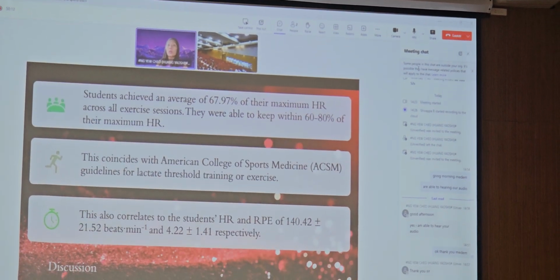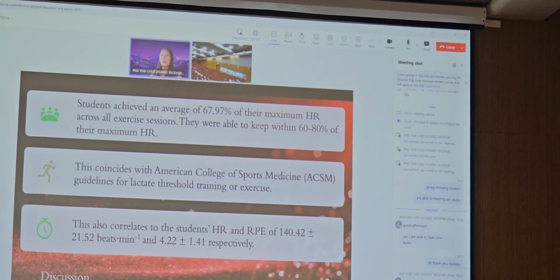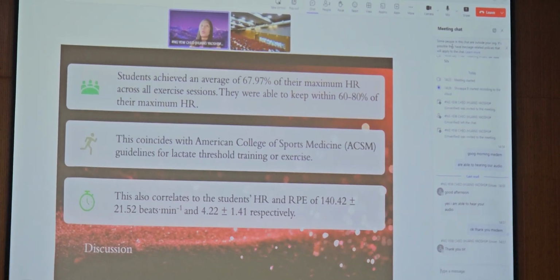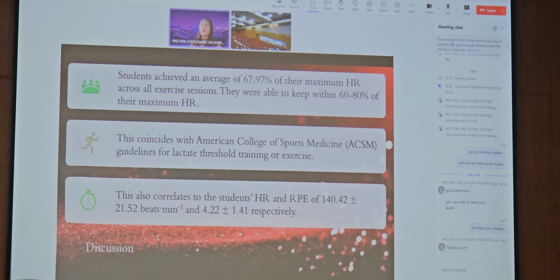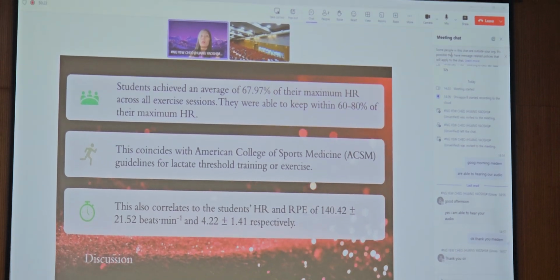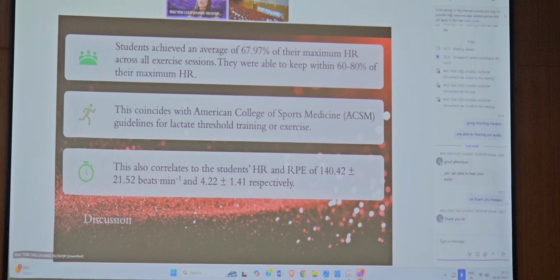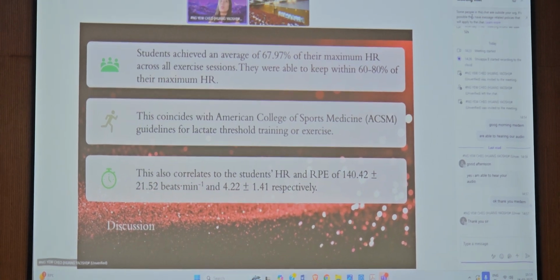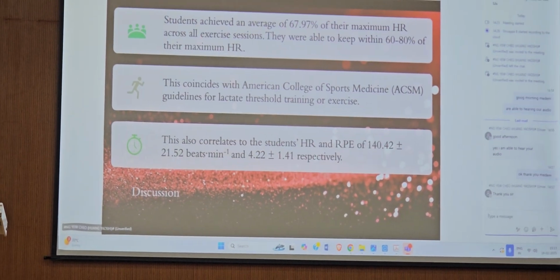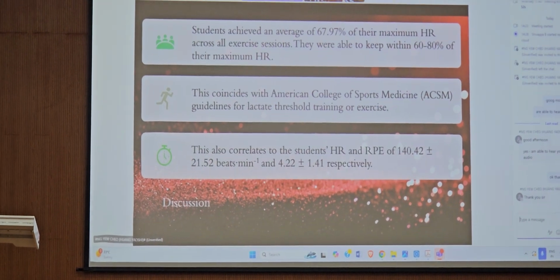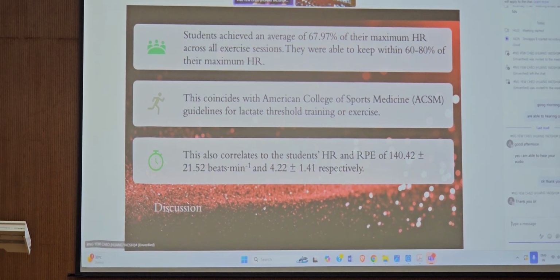And students were able to achieve an average of 67% of their maximum heart rate for the exercise sessions. So they were able to keep within the 60 to 80% of their maximum heart rate. So this coincides with ACSM's guidelines for lactate threshold training or exercise, which is about 60 to 80% of their maximum heart rate. And this also correlates to the students' heart rate of about 140 beats per minute, and their RPE about 4 during the game.